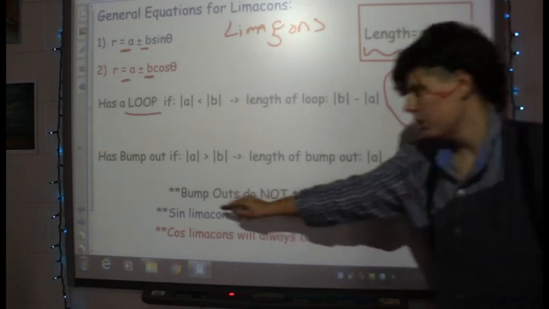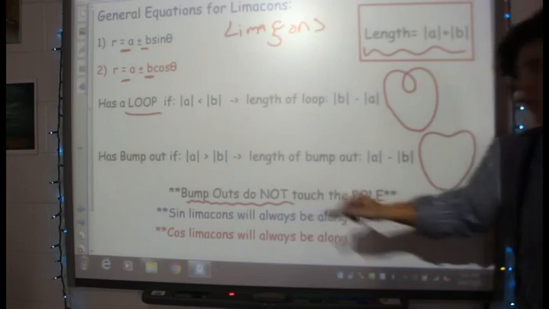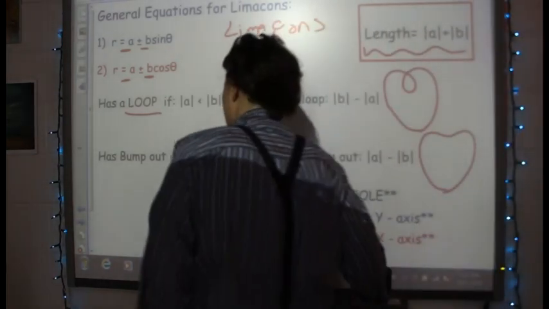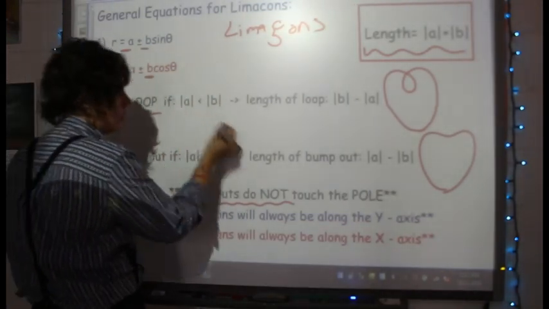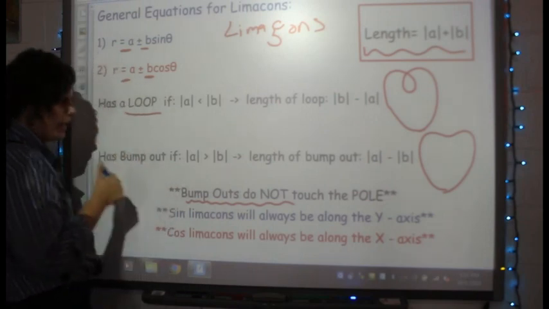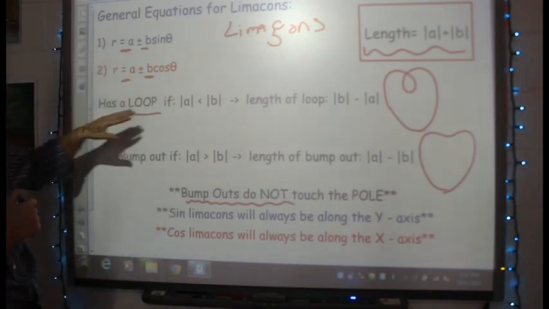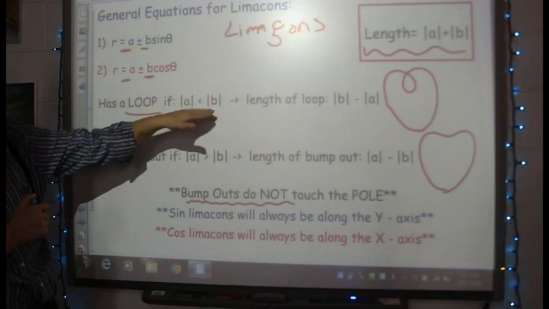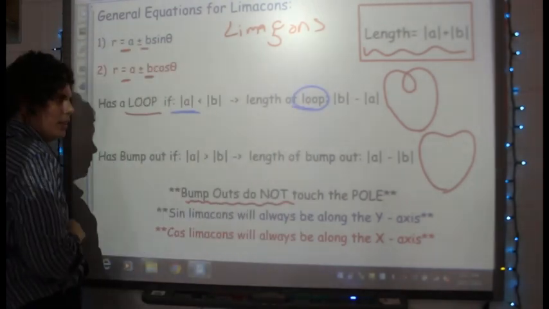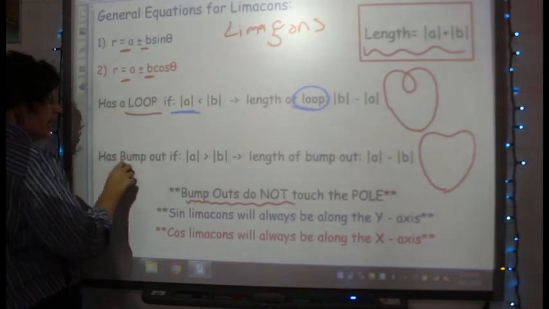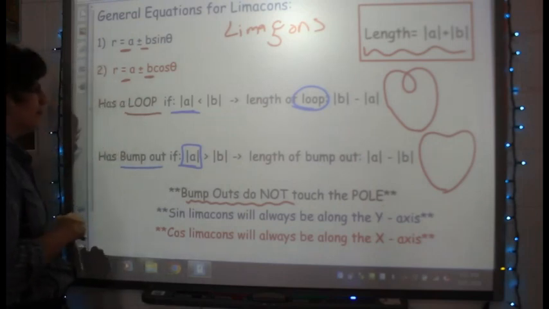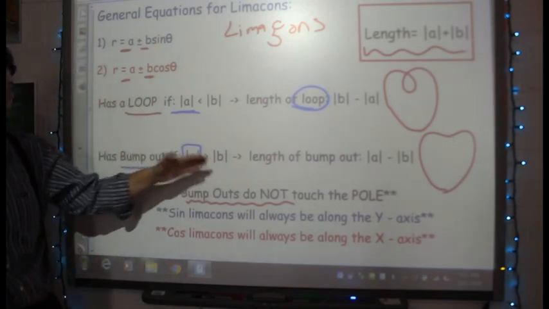So bump outs do not touch the pole. That's important to point out there. And the way we tell the difference between a bump out and a loop is based on which one's bigger. It has a loop if A is less than B. It has a bump out if A is bigger than B.